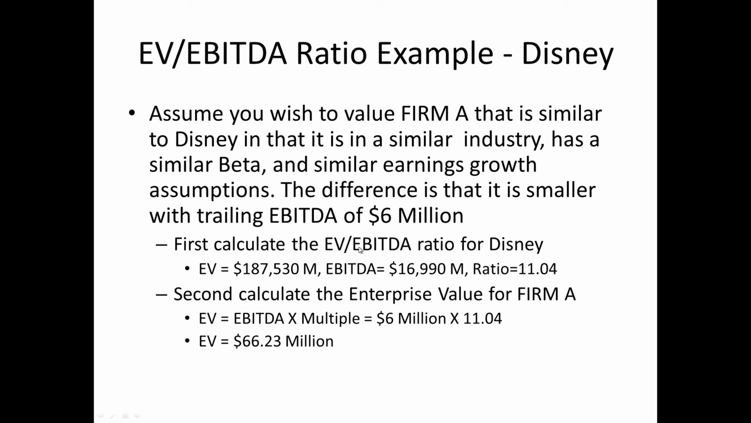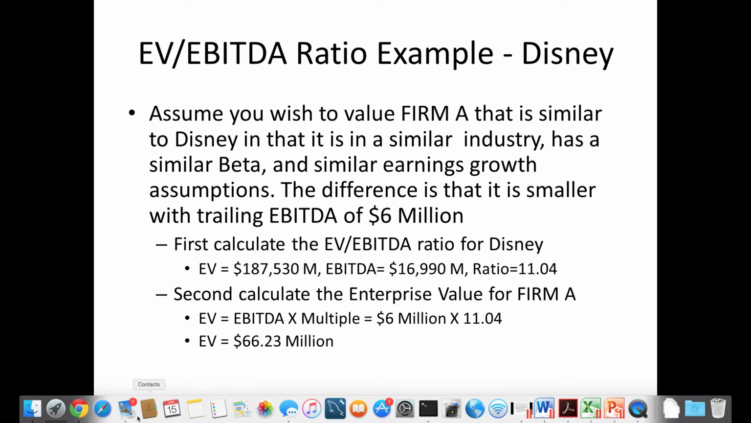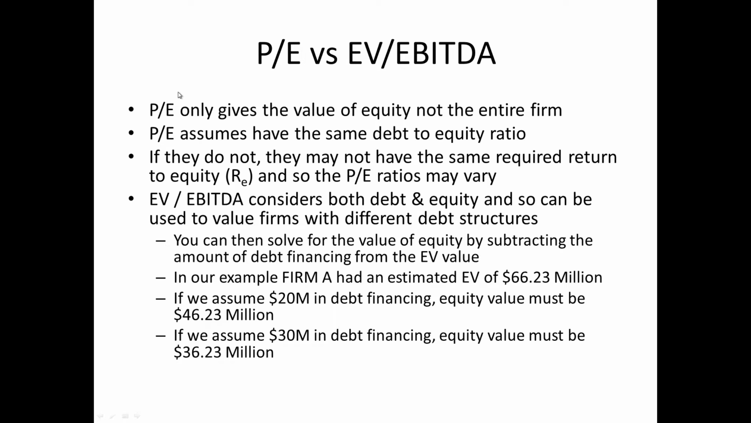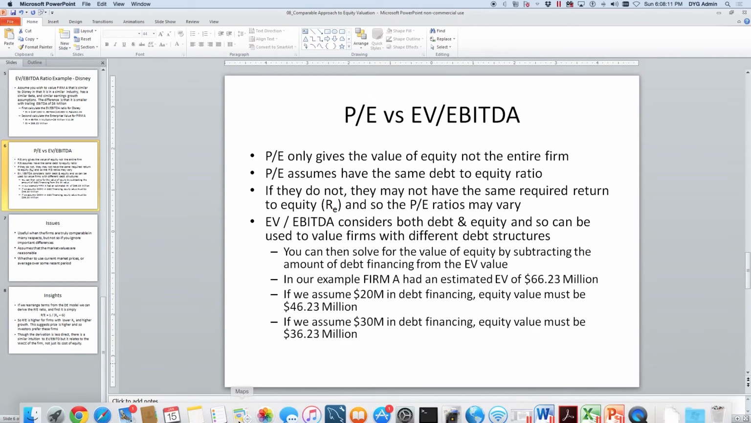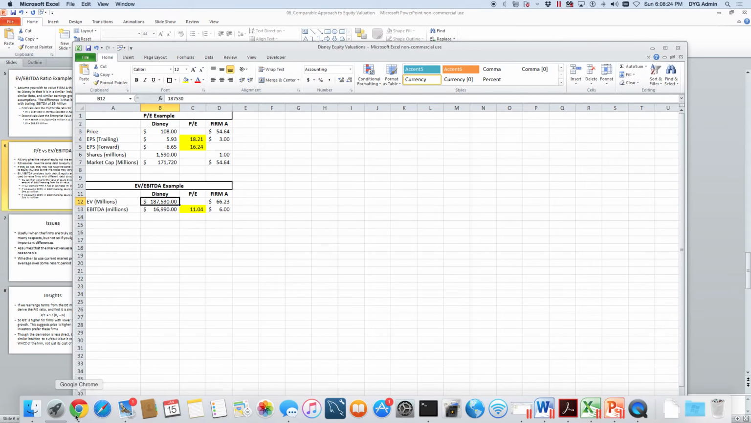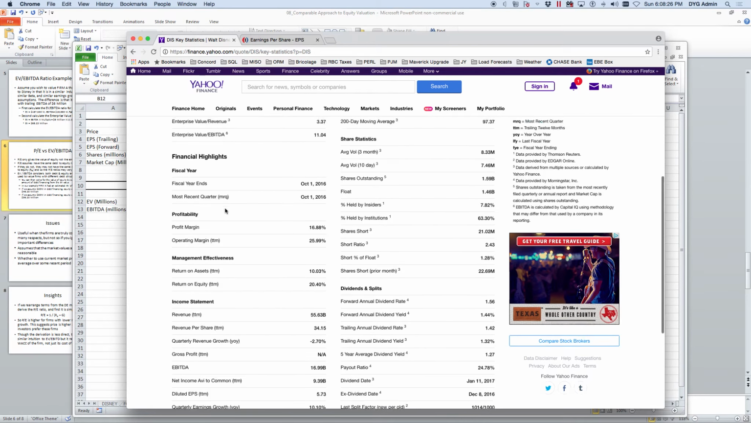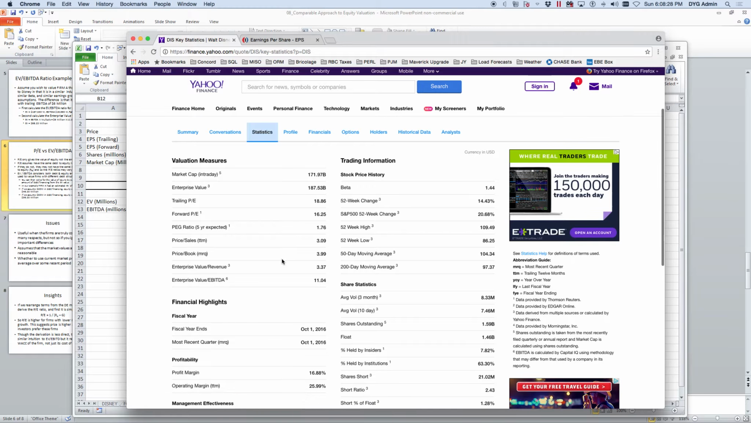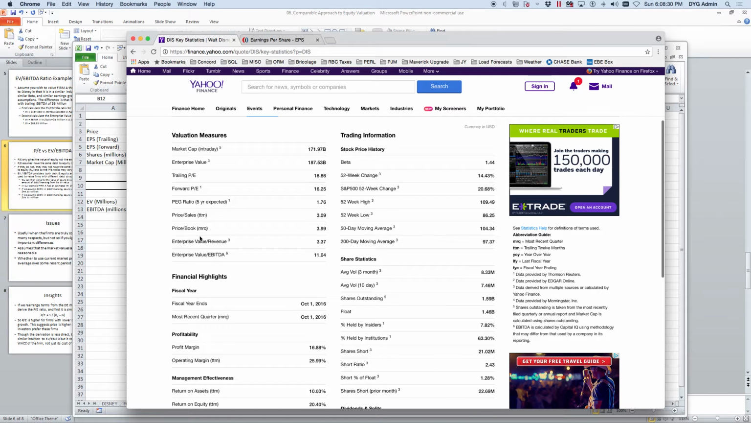So first we calculate the expected value or the enterprise value. And again, I'm going to go back over to my spreadsheet. We get the enterprise value for Disney. 187 billion 530 million is what that is. I got that off of Yahoo. If you go look under their statistics, you can see enterprise value listed right here.